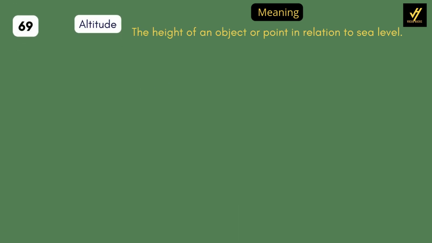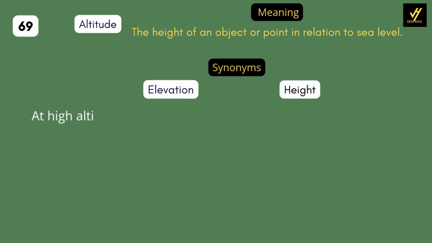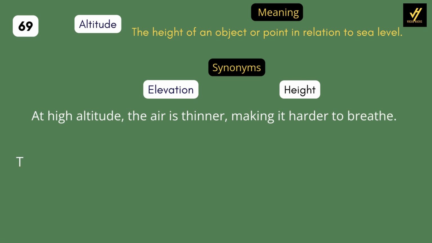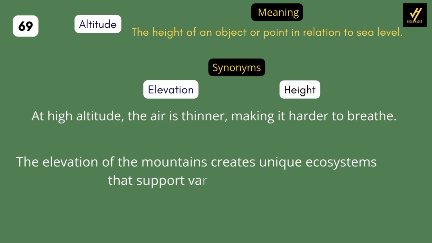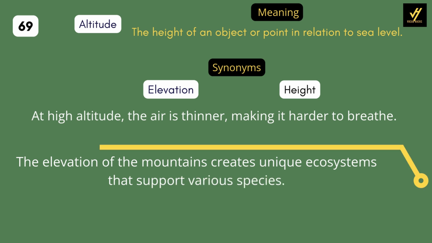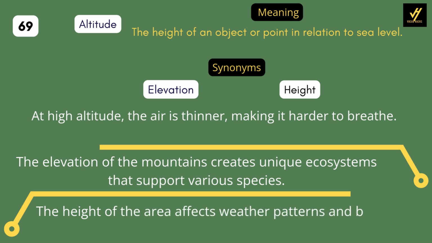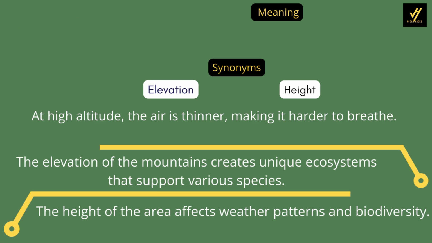Altitude, the height of an object or point in relation to sea level. Elevation, height. At high altitude, the air is thinner, making it harder to breathe. The elevation of the mountains creates unique ecosystems that support various species. The height of the area affects weather patterns and biodiversity.